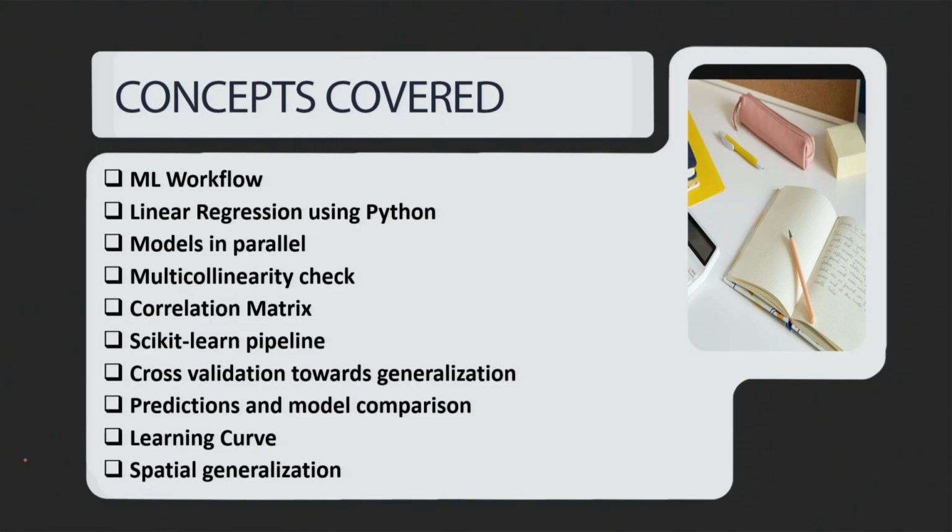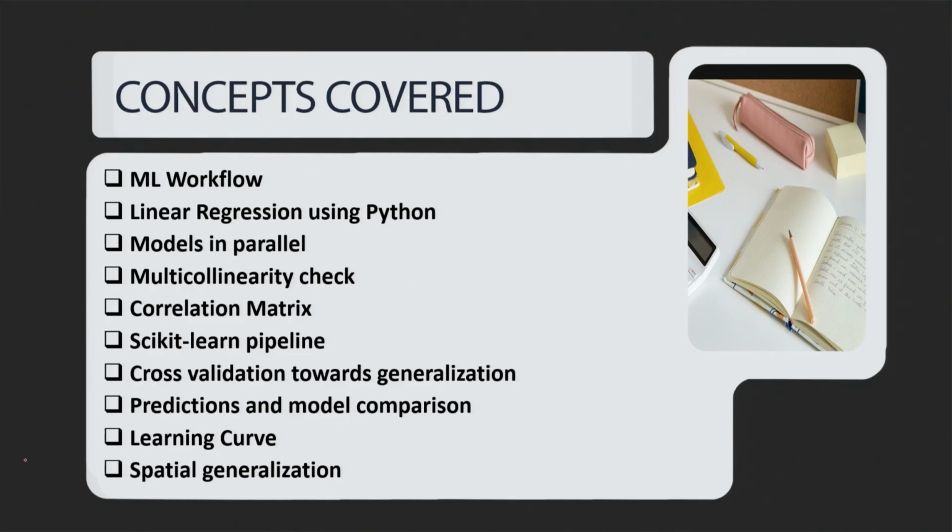We will talk about developing multiple models in parallel. We will do multi-collinearity checks. We will look into the correlation matrix and then decide how we should go ahead or not with different variables or different features. Then we will look into the scikit-learn pipeline. We will learn about the concept of pipeline.